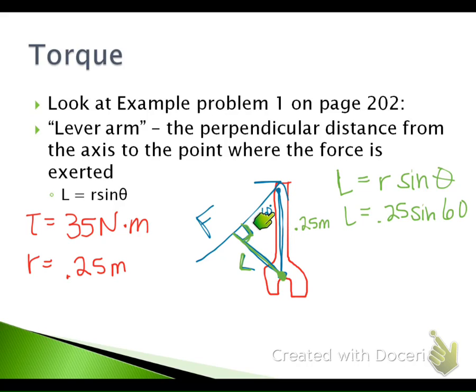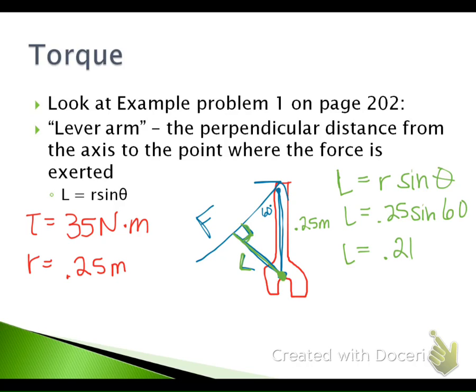Because here's our 60-degree angle. This 0.25, this radius would then be our hypotenuse, and this L would be the opposite or the adjacent side. L is opposite or adjacent to our 60-degree angle? Opposite. So that's why we're using sine. Do we see how those fit together? L equals r, our hypotenuse and our radius, times sine of theta, because sine is going to be our opposite side. So what is our L equal to?